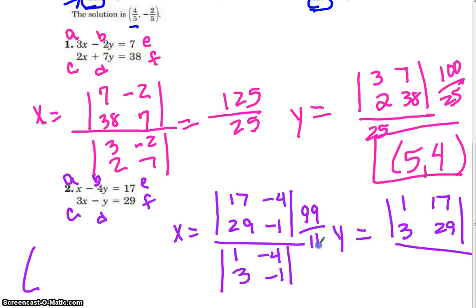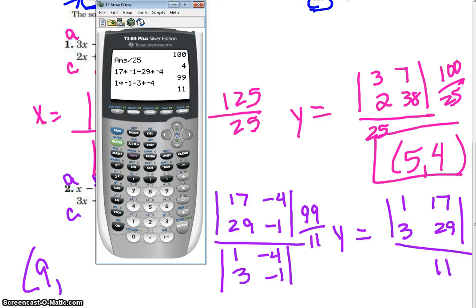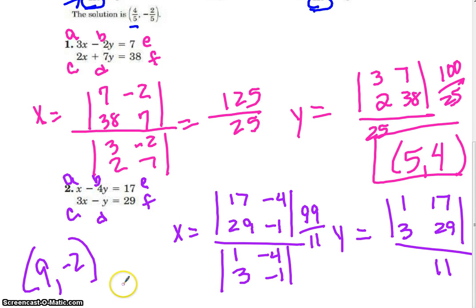So we're going to have 11 here, and we're going to go ahead and put an 11 on the bottom over here. 99 divided by 11 is 9. For the y, we're going to say 1 times 29 minus 3 times 17, and we get negative 22 divided by 11 is a negative 2. So 9, negative 2 is my answer. Moving to the back.